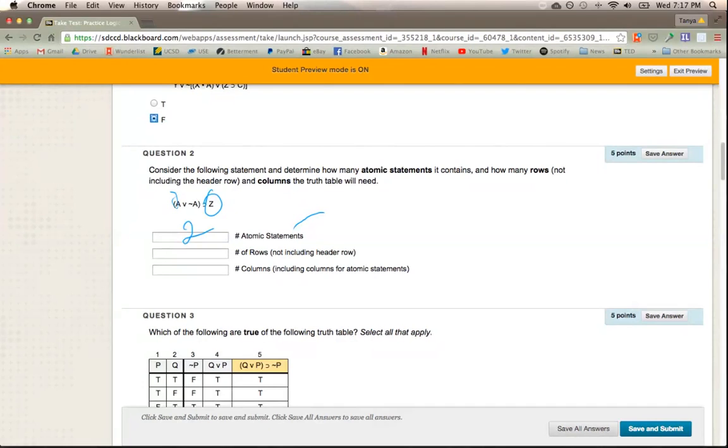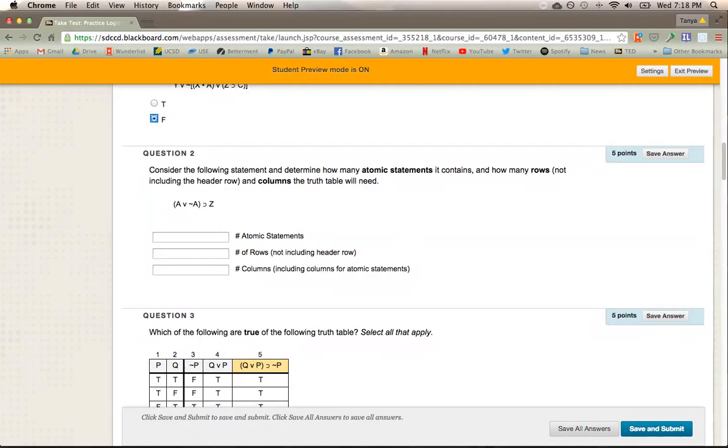Now, number of rows. The number of rows depends on the number of atomic statements. Once you have figured out the number of atomic statements, you know the number of rows. If there's one atomic statement, the only possible truth values it could have are T or F, so there would be two rows. If you have two atomic statements, there are four possible truth values it could have.